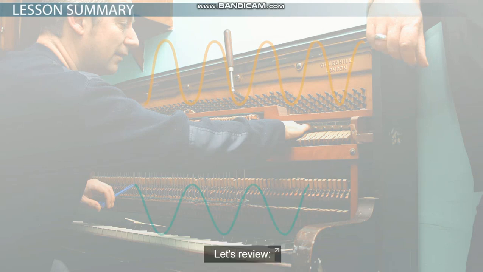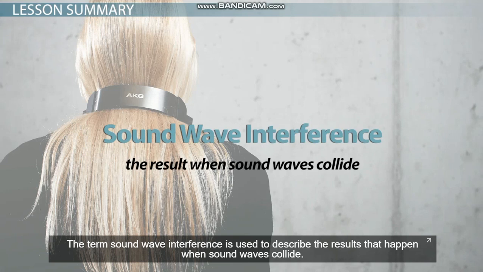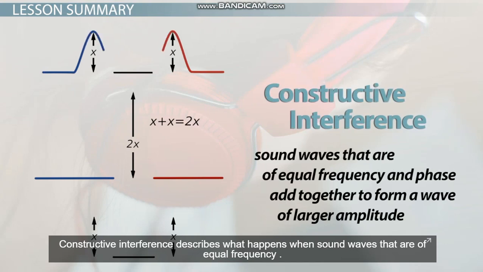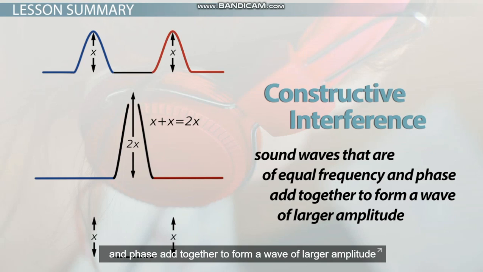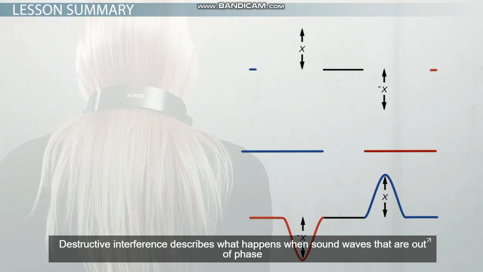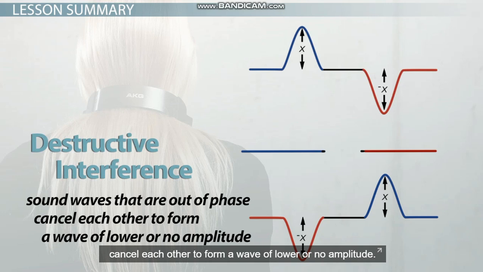Let's review. The term sound wave interference is used to describe the results that happen when sound waves collide. Constructive interference describes what happens when sound waves that are of equal frequency and phase add together to form a wave of larger amplitude. Destructive interference describes what happens when sound waves that are out of phase cancel each other to form a wave of lower or no amplitude.